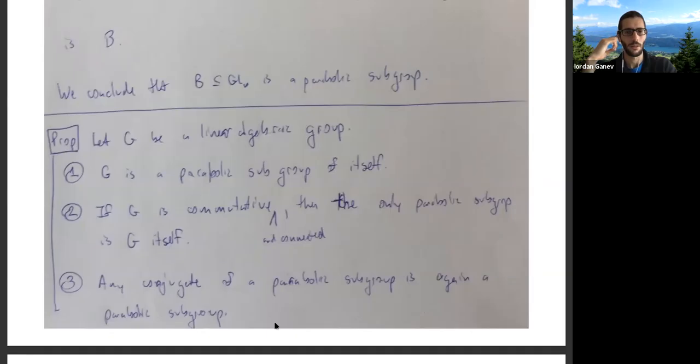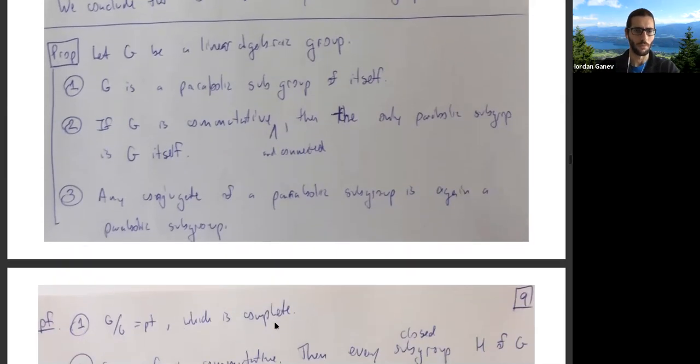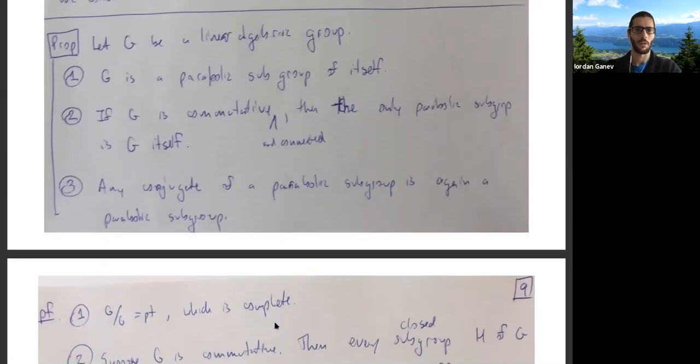And second fact is, if G is commutative and connected, then its only parabolic subgroup is itself. And third, if you have a parabolic subgroup and you take any conjugate, then you again get a parabolic subgroup. This proposition is actually not too difficult. For the first part, it's pretty easy because G mod G is a point and a point is complete. So there we go.